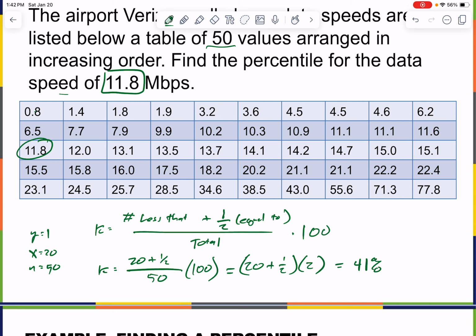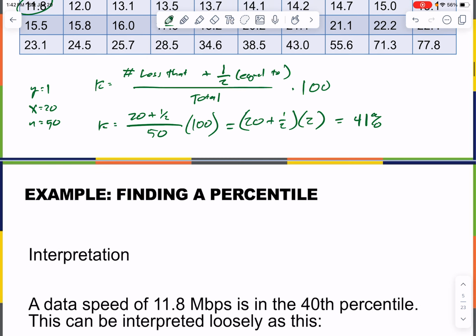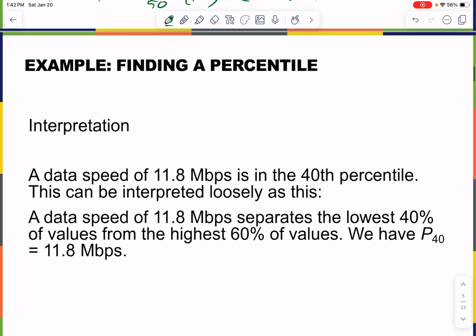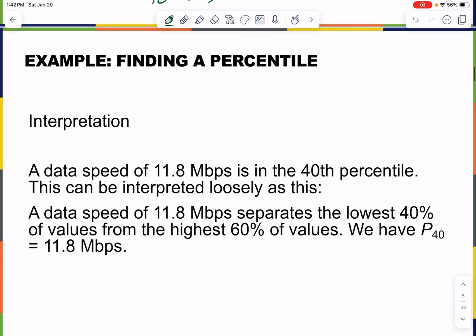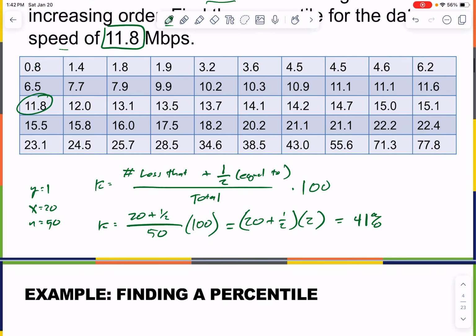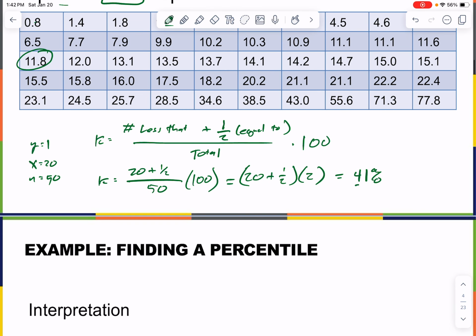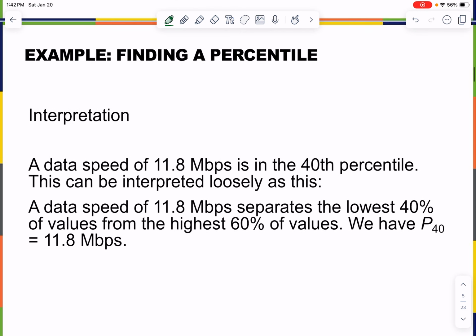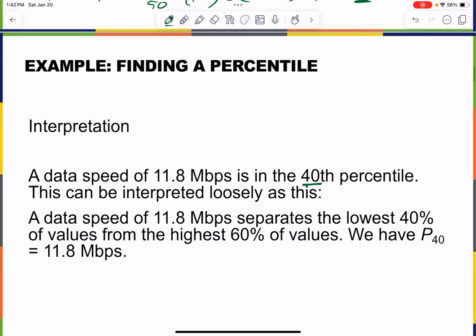So what that means is 41% of the data is equal to or less than it. All right, and so what's the interpretation here? So notice there's a bit of a discrepancy here. This is 41, and this is 40th percentile.